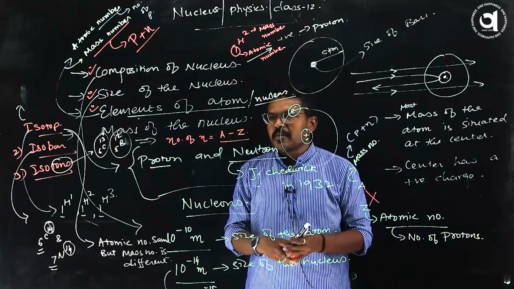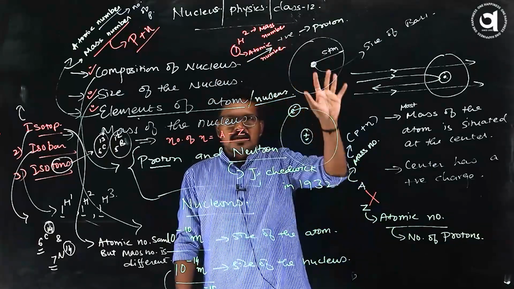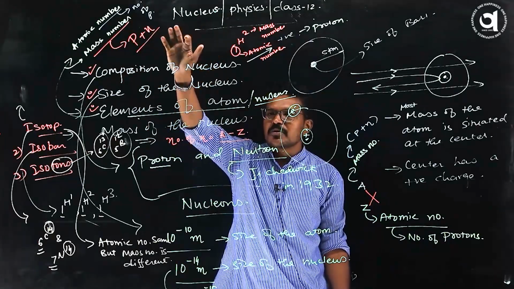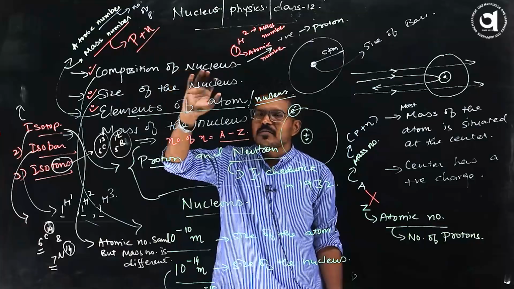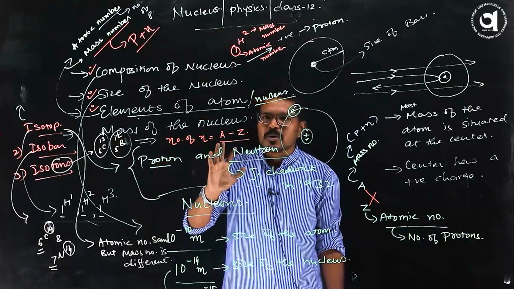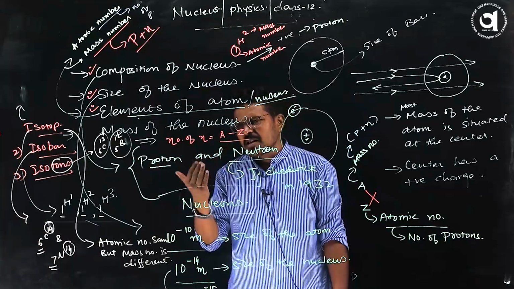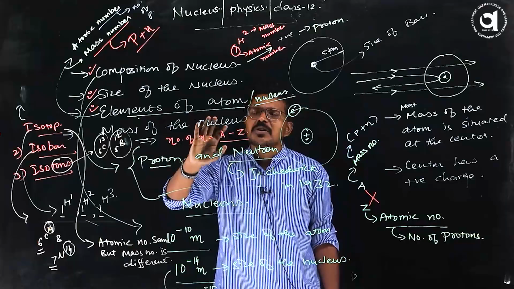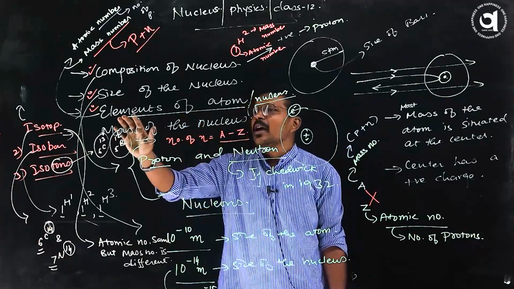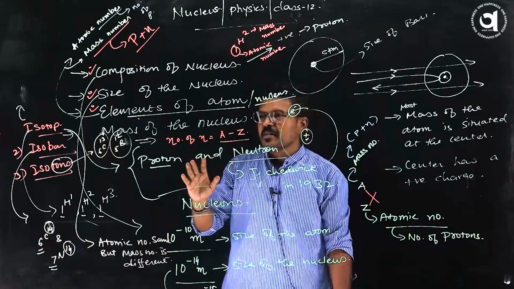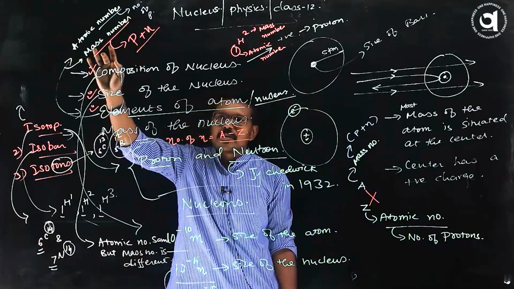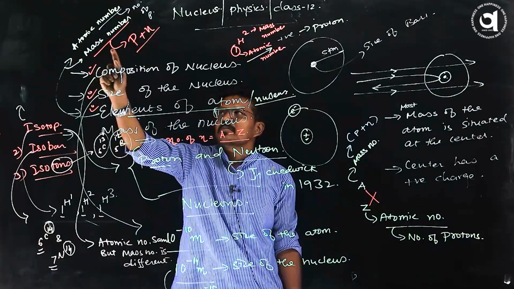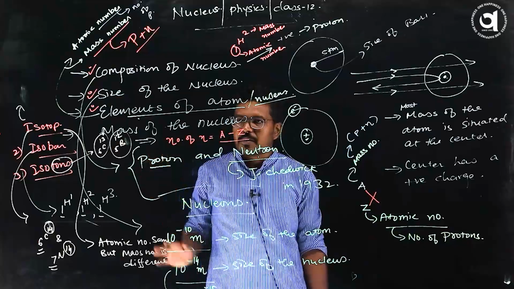I hope whatever we have discussed is very clear to all. We have discussed the composition of the nucleus. The nucleus is made up of neutrons and protons. Then we discussed the size of the nucleus. The size of the nucleus is approximately 10 raised to minus 15 meter, or in other words approximately 1 Fermi. Mass of the nucleus we will see in the next lecture. Elements of the atom or nucleus: we have seen the atomic number and the mass number. Atomic number is the number of protons. Mass number is protons plus neutrons.